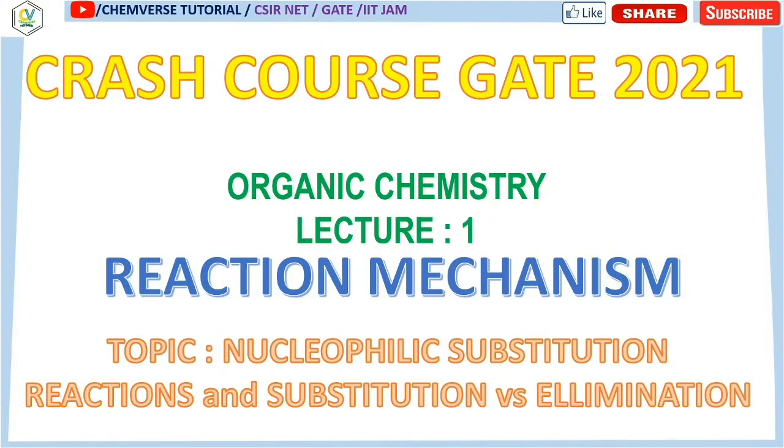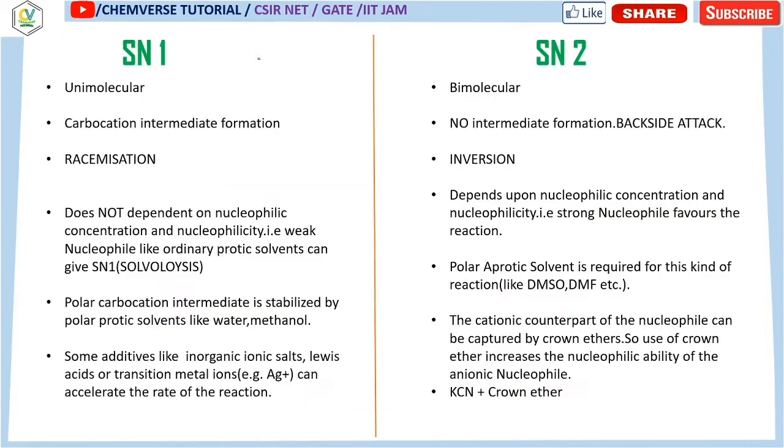This is our first lecture on organic chemistry, and this is the first video of our crash course GATE 2021. Over here I am going to start the reaction mechanism and discuss the important points regarding the nucleophilic substitution reaction, and the conditions upon which substitution and elimination reactions depend, and when substitution will occur and when elimination will occur. So substitution versus elimination reaction conditions will be discussed over here. Without further ado, I am going to start today's lecture.